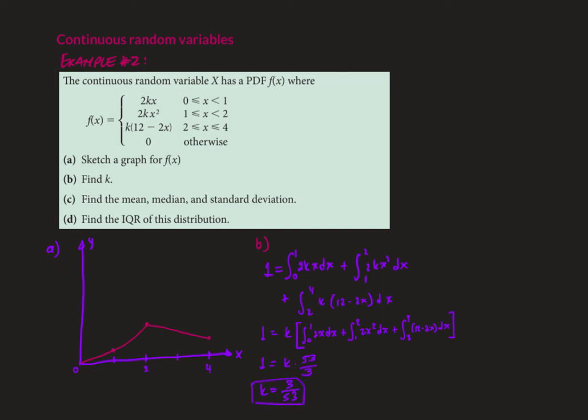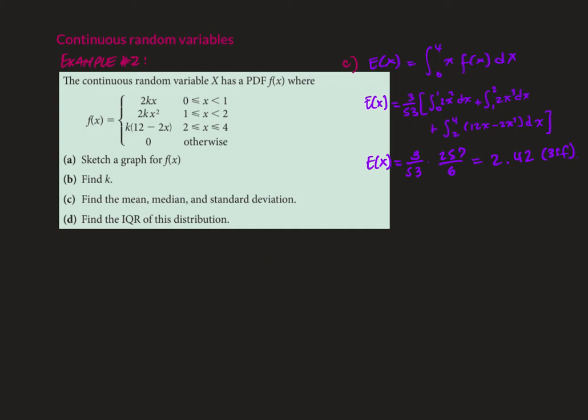Now we want to find the mean, the median, and the standard deviation. For that, we are going to start with the mean. The mean is going to be the integral from 0 to 4 of x times the function f of x with respect to x. Again, we have 4 different integrals that we need to do, and we can just do those quickly with our calculator, leading to an expected value of 2.42 to 3 significant figures.